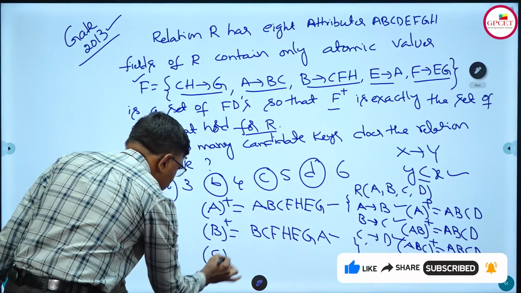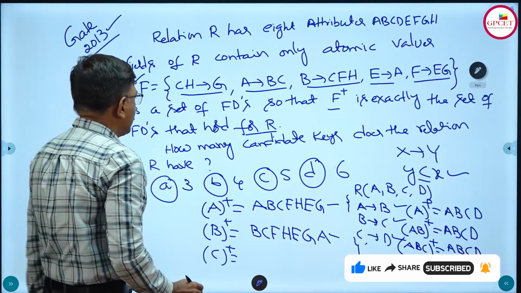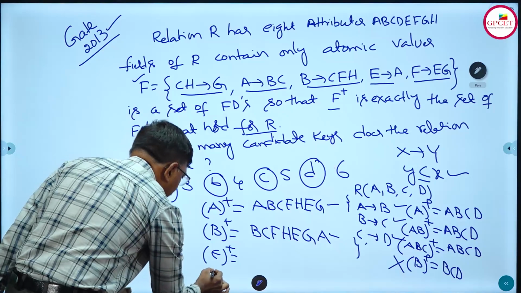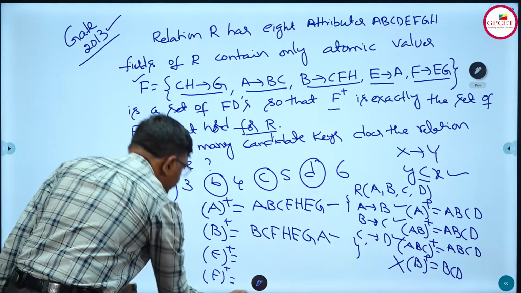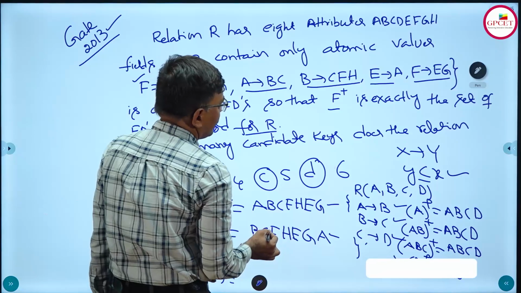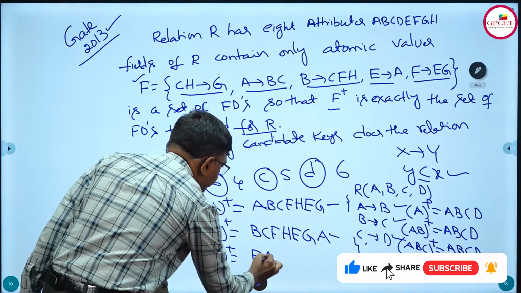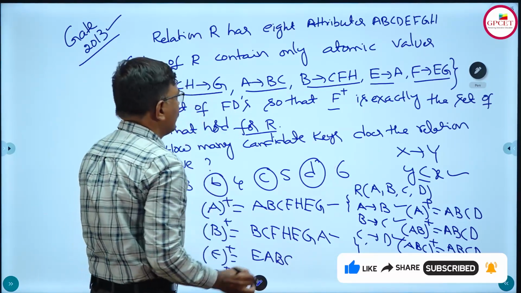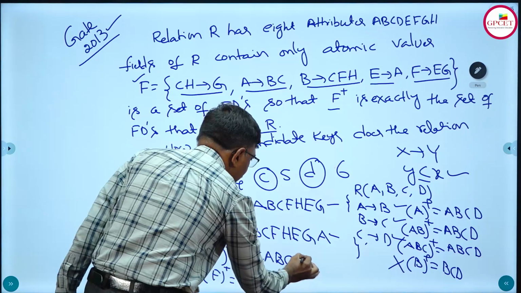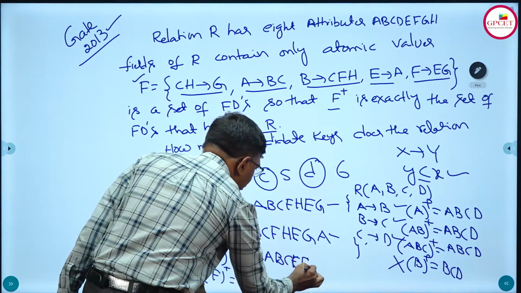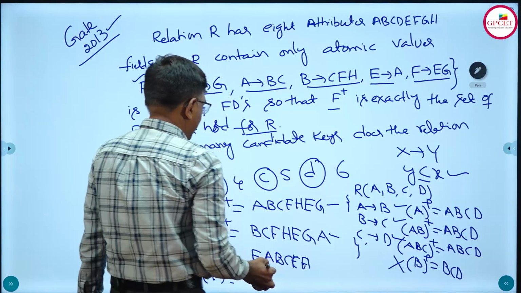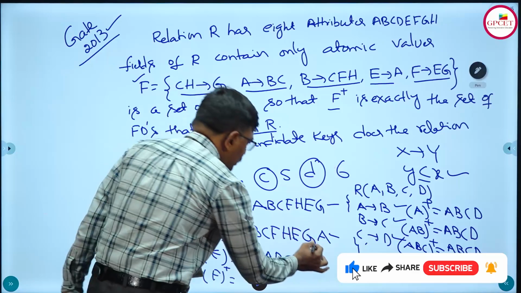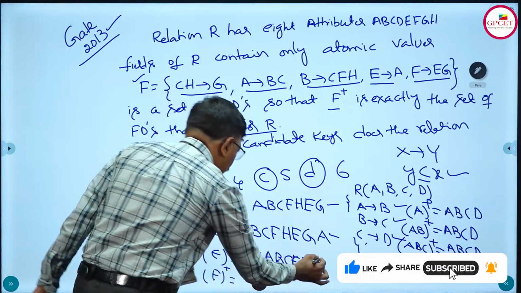C closure, what is a C closure? What is the next one? E closure and then F closure. What is an E closure? E derives EA, and then A derives BC. B derives CFH, C is already there. And then E derives A, which is there, and F tends to EG, that is G. We can get the original relation.